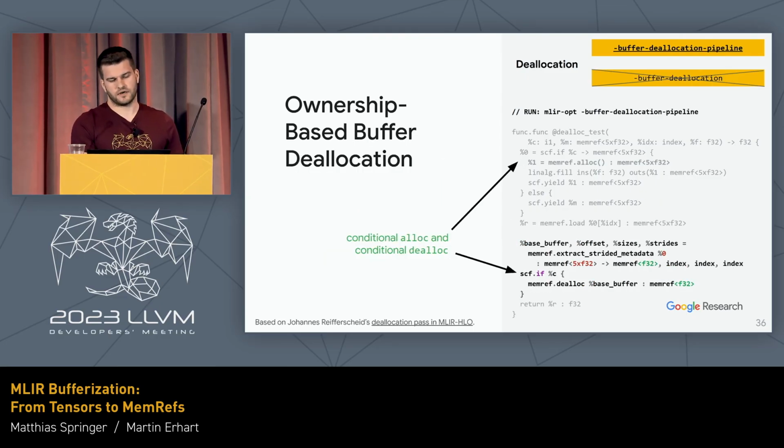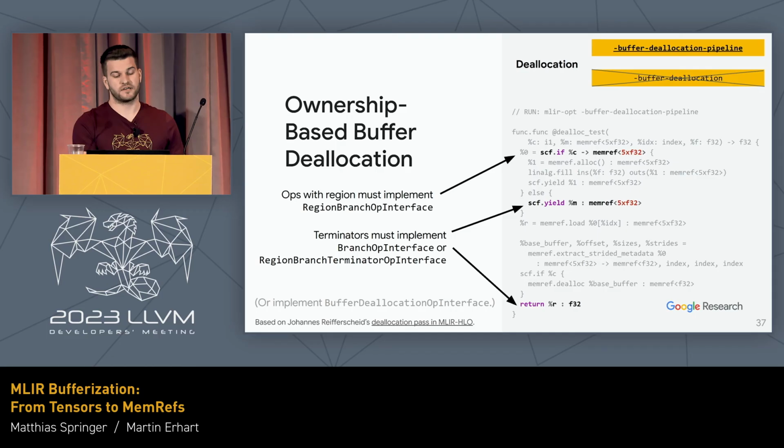So what the new ownership-based buffer deallocation pass does is insert a conditional deallocation at the end of the function body. And you can also see that there is this extract strided metadata operation inserted. That's just to make sure that the memref dealloc op gets the originally allocated memref, because that's a requirement of that op.